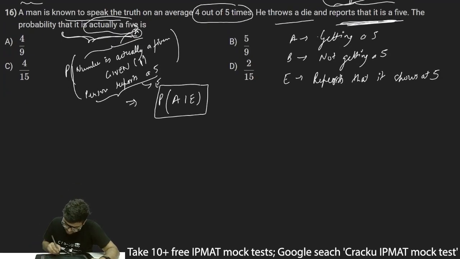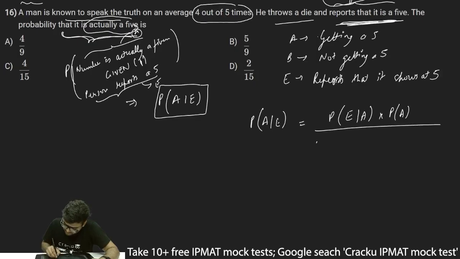Now what is the formula for this? The formula is: the probability that A will happen given that E has already happened is equal to the probability that E has happened given that A has already happened, multiplied by the probability of event A, divided by the probability of event E given that A has happened multiplied by the probability of A, plus the probability of event E given that B has already happened multiplied by the probability of B.